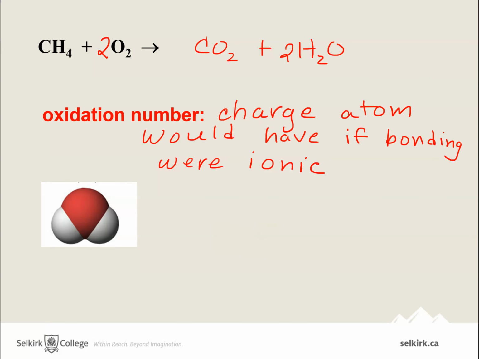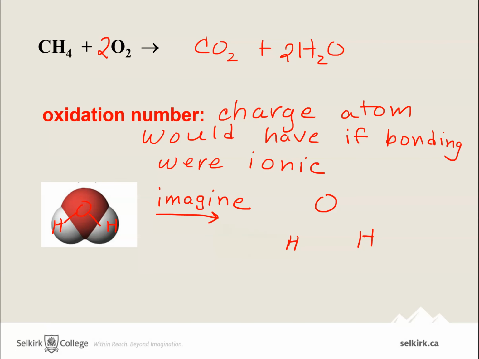So let me illustrate that with my favorite covalent compound, water. That's two nonmetals. That's covalent. It's not ionic. It's not charged. But I can assign oxidation numbers to those atoms. So I'm going to imagine on paper, you can't really do this, that it's ionic. I've got oxide ions and hydrogen ions.